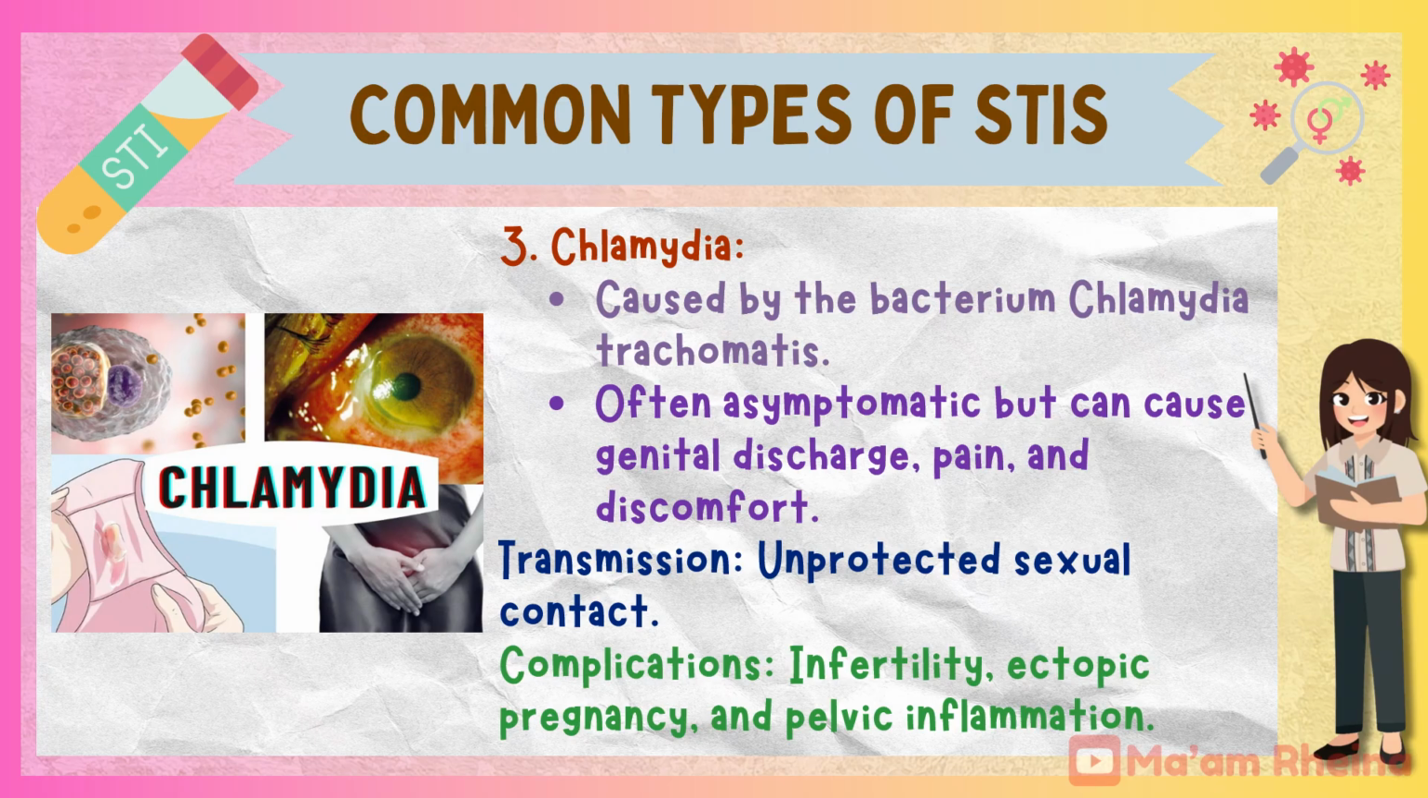Unprotected sex complications: infertility, ectopic pregnancy, PID, infection in newborns. Prevention: consistent condom use, regular checkups, treatment of both partners.